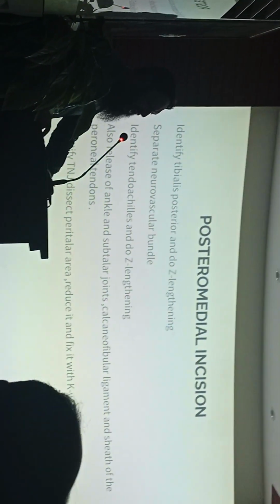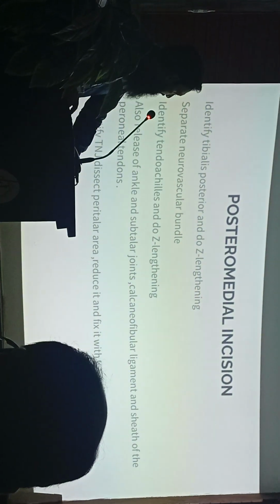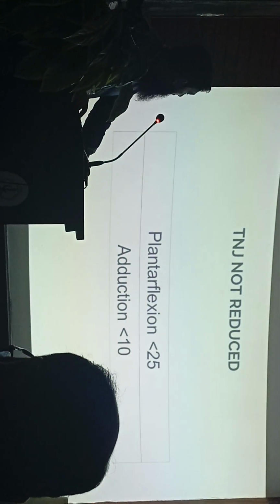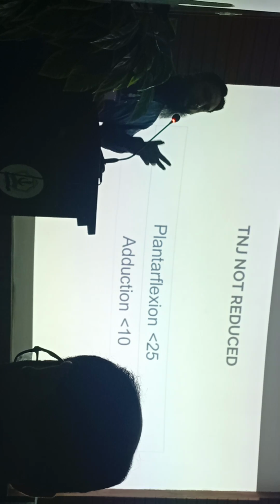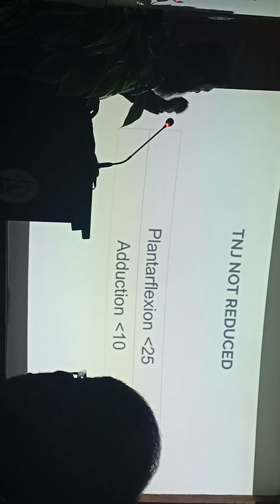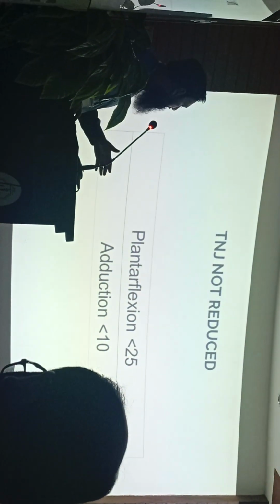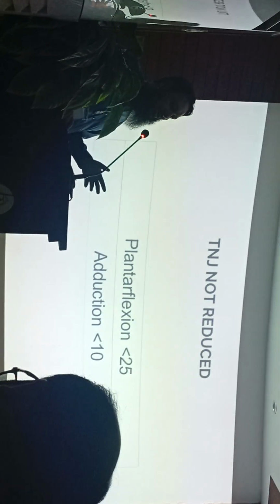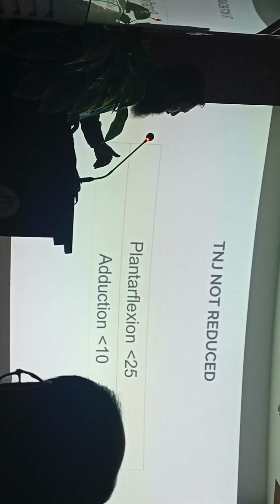Then release the ankle and subtalar joint, calcaneofibular ligament, and sheath of peroneal tendon. Identify the talonavicular joint, dissect the peritalar area, reduce it, and fix it with K-wires. If the talonavicular joint is not reduced, our approach is a la carte, as per need. If the talonavicular joint is not reduced, assess plantar flexion and adduction. If plantar flexion is less than 25 degrees, it means you do lengthening of dorsiflexors. And if adduction is less than 10 degrees, then the peroneal tendons should be lengthened.